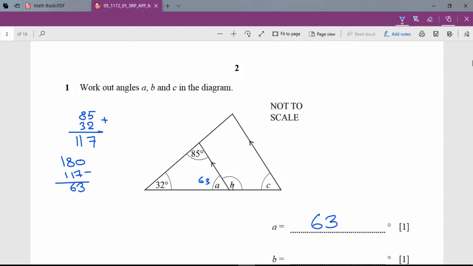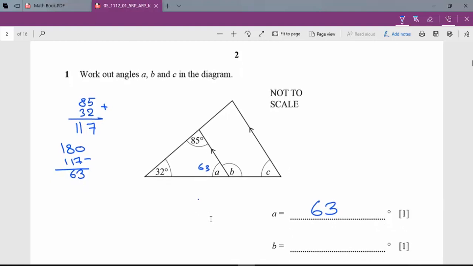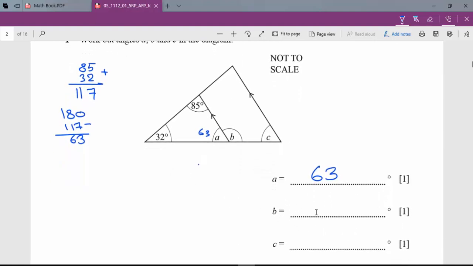Then A and B together complete 180 because together they form a straight angle. So B is 117, or we can say B is exterior of A and exterior is the sum of the other two interiors. So angle B is 117 degrees.